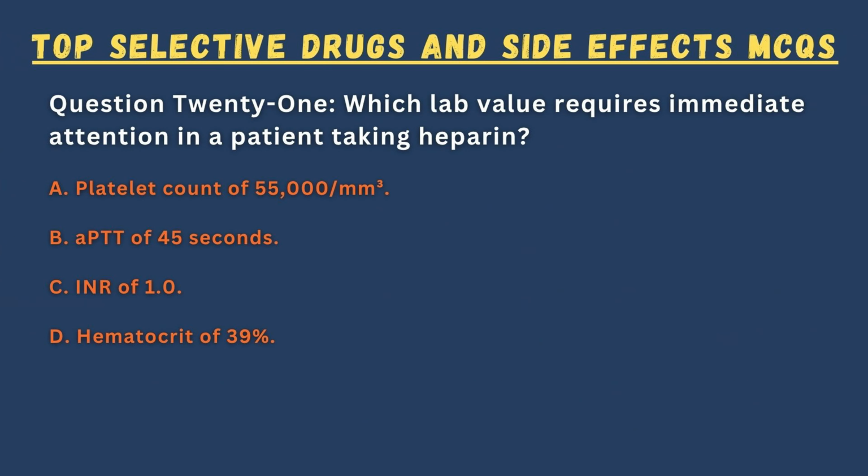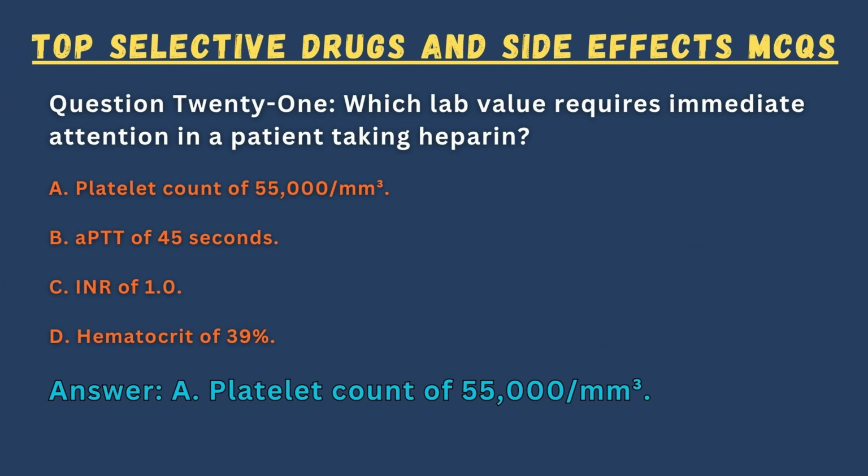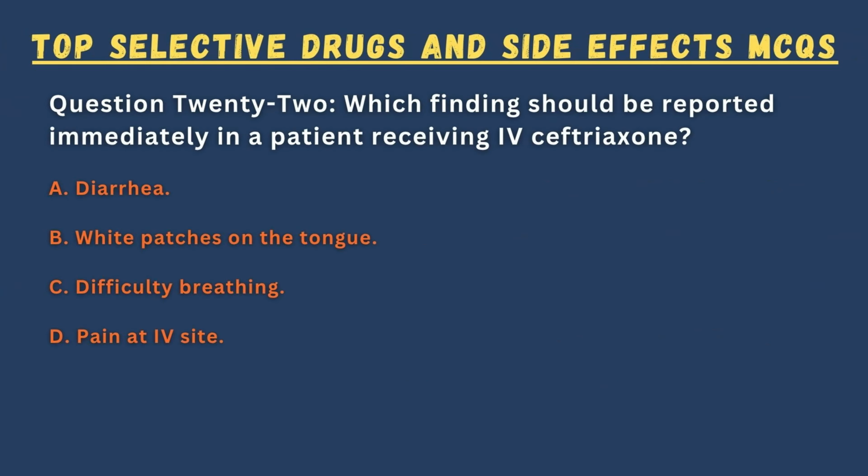Question 21. Which lab value requires immediate attention in a patient taking heparin? A. Platelet count of 55,000/mm³. B. APTT of 45 seconds. C. INR of 1.0. D. Hematocrit of 39%. Answer: A. Platelet count of 55,000/mm³.